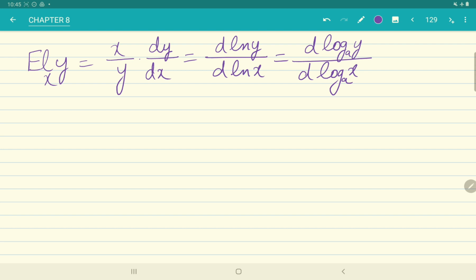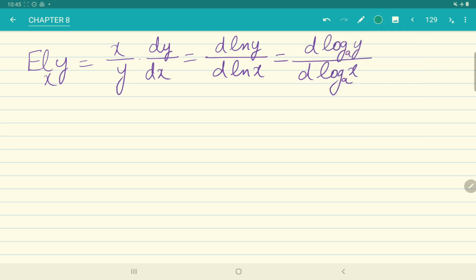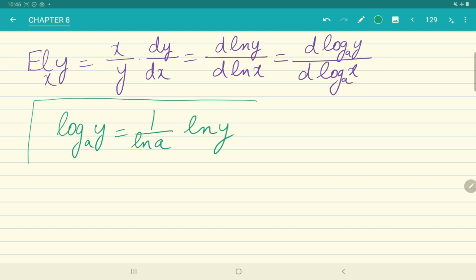Now in this case I actually make use of this fact that log y to the base a is equal to 1 by ln a ln y. I make use of this, that log y to the base a is proportional to ln y, and the factor of proportionality is 1 by ln a.